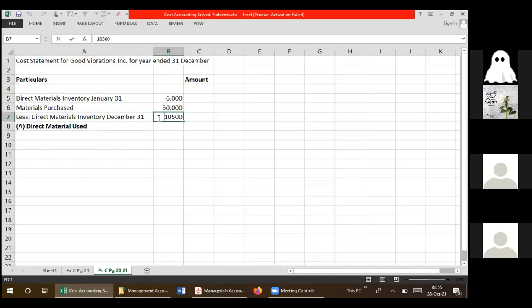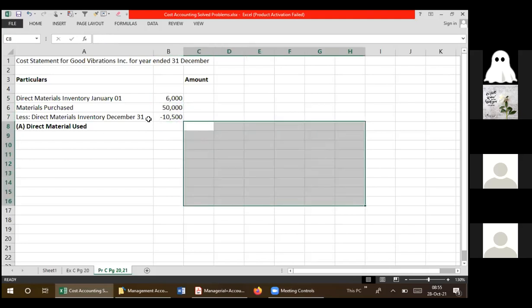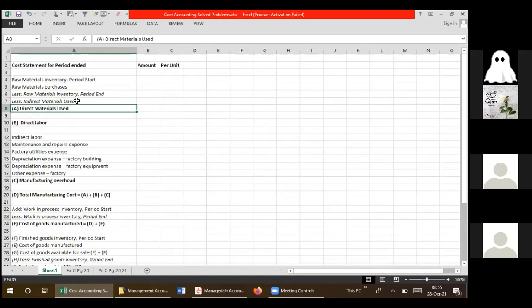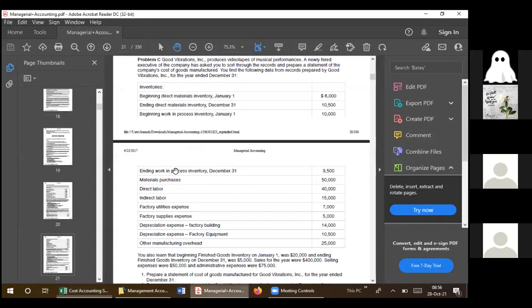This 10,500 will be subtracted. Answer is 45,500. So direct material used is 45,500. Then we have direct labor. Point number B is straight away direct labor.